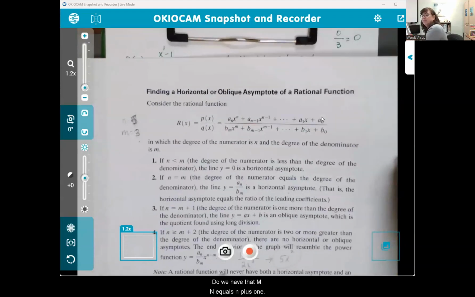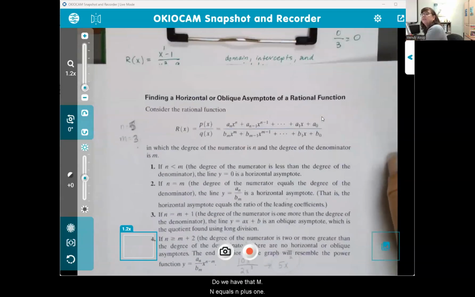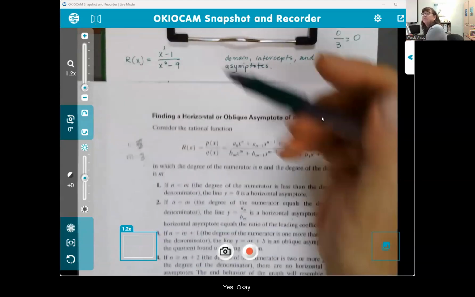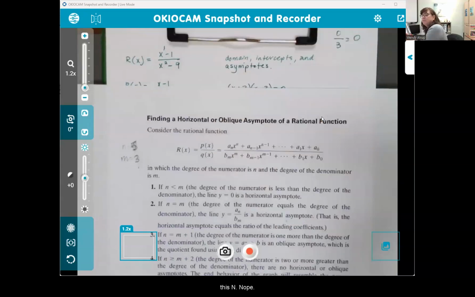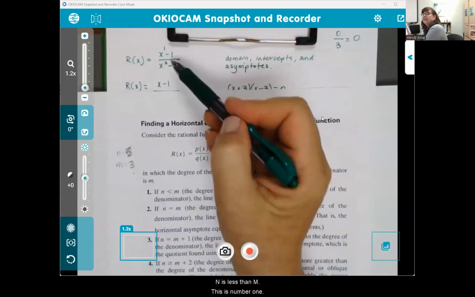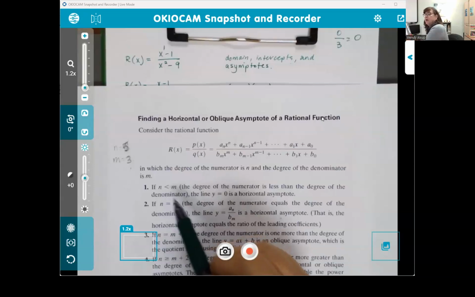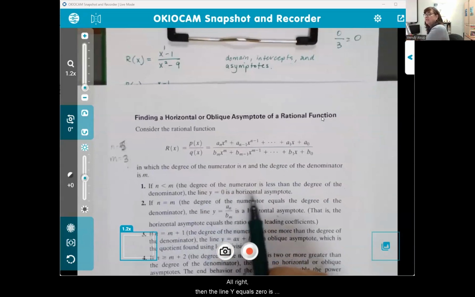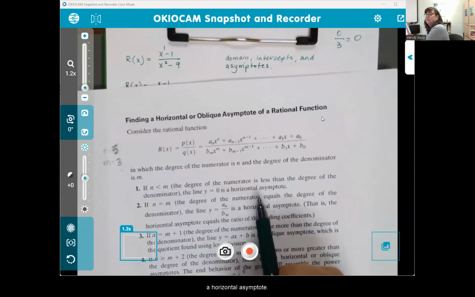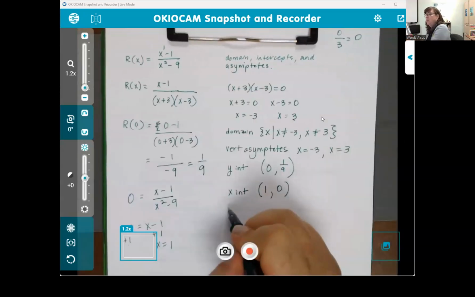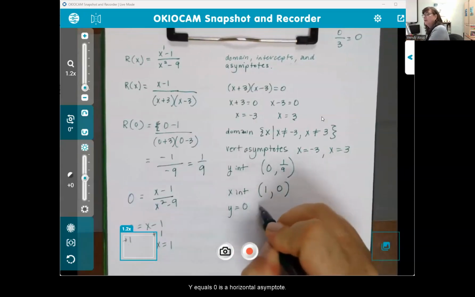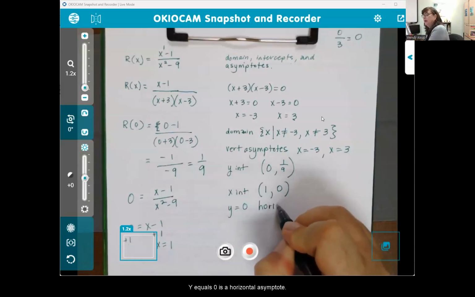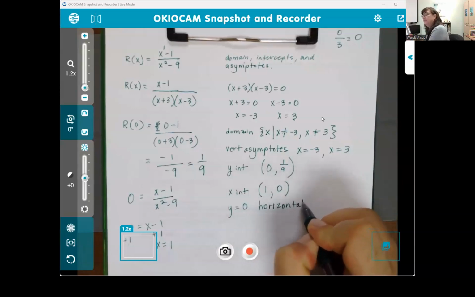Actually, our m equals n plus 1. Let's see, do we have that? n equals m plus 1? No. n is less than m. This is number 1. Then the line y equals 0 is a horizontal asymptote. So this is the easiest one. y equals 0 is a horizontal asymptote.